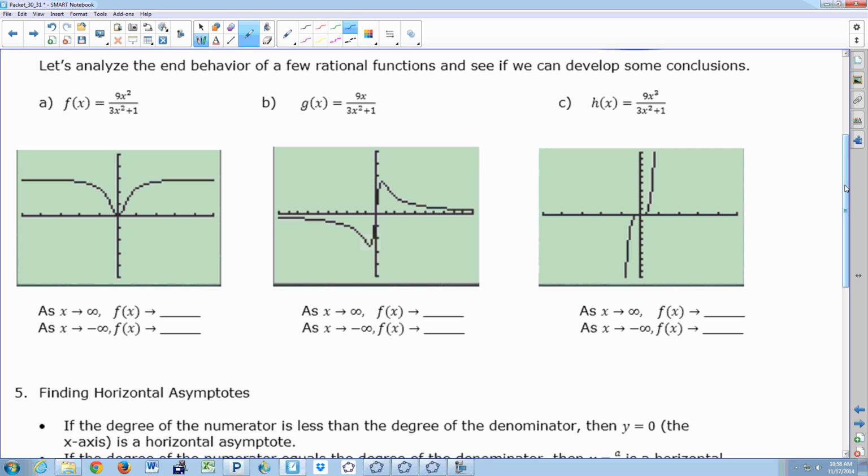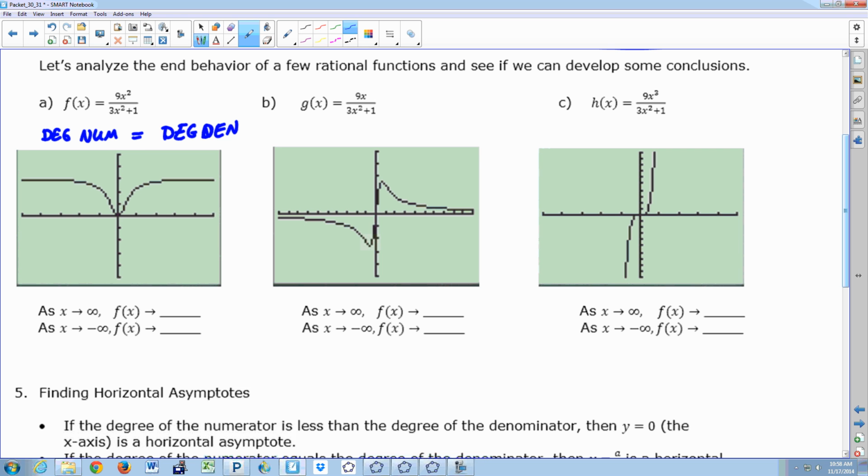The degree of the function on top. Notice in the first example, my numerator is 9x squared. That's a little quadratic polynomial on the top. Its degree is 2. So what can you tell me about the degree of the numerator and the degree of the denominator here? What can you tell me about those two things? They're equal, right? The degree of the numerator is 2 and the degree of the denominator is 2.